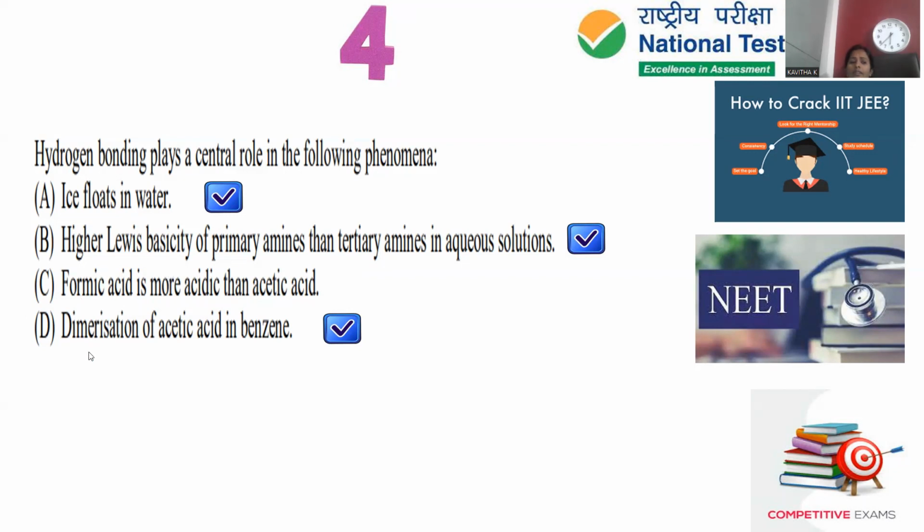Go with option number D, dimerization of acetic acid in benzene. So in water, it will not be dimerized. It is monomeric in nature. Rather, acetic acid will be dimerized in benzene. How can we explain this? Benzene is a non-polar solvent.